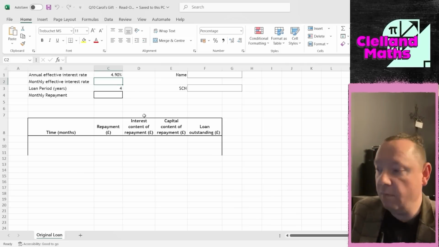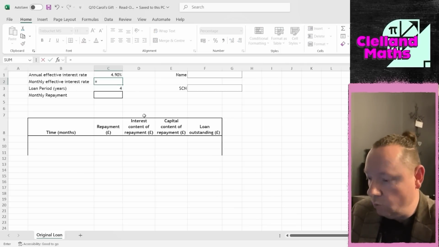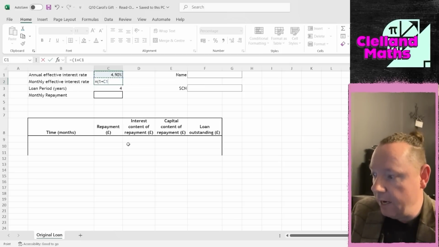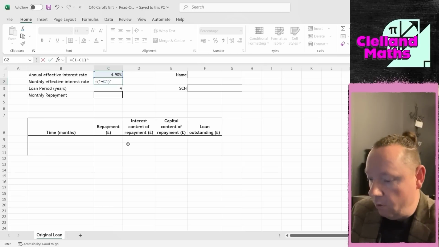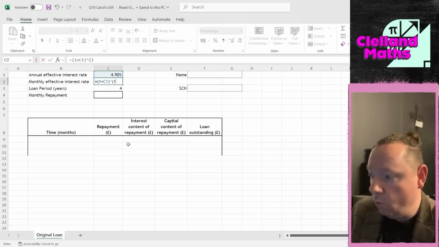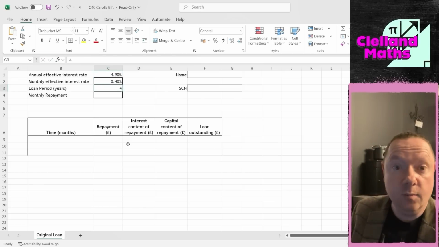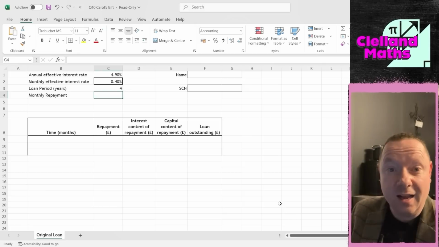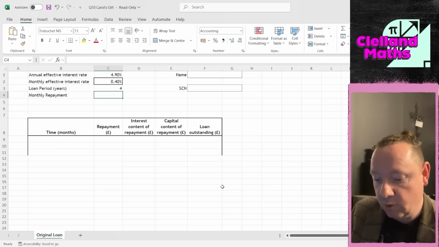So first thing we need to do is the monthly effective interest rate, so that equals brackets 1 plus the percentage for annual to the power of 1 over 12, and then you need to take away 1, and you get 0.4%. So monthly repayment, well, we have to work that out. We don't know, so we're just going to guess it. So I'm just going to say 200 and have at it. And then we go into our table and try and work out our table.